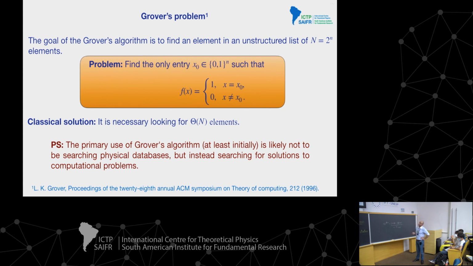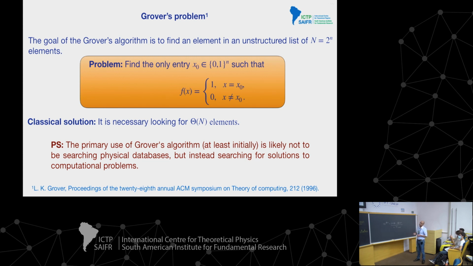So you can state the problem as the following: find the only entry x0 in this string, such that this string refers to all the base states, okay, as I mentioned here. And the answer of the function is 1 if x is equal to x0, the target state, the desired one, and the function is equal to 0 if x is different from the target state. Okay, this is the function. I mean, this function will be represented by our oracle, right?